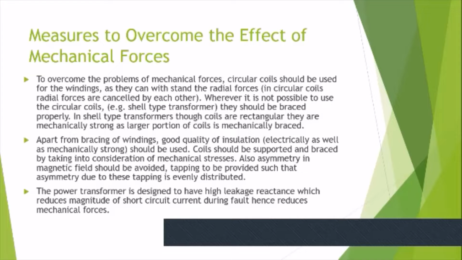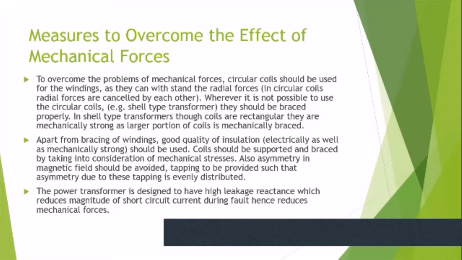To overcome the problems of mechanical forces, circular coils should be used for the windings as they can withstand the radial forces. In circular coils, radial forces are cancelled by each other. Wherever it is not possible to use circular coils, they should be braced properly. In shell type transformers, though coils are rectangular, they are mechanically strong as the larger portion of the coils is mechanically braced.